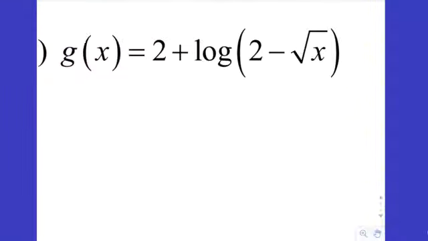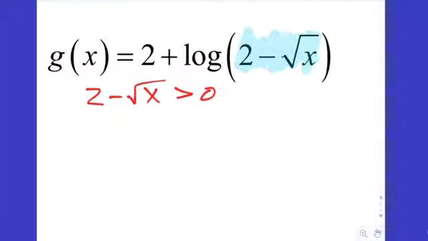All right, this one here. g of x is 2 plus log of 2 minus the square root of x. Cool. Finding the domain. There's the argument. We say that it's strictly greater than 0. Can we solve this one algebraically? Is this linear? If it's x to the 1/2, is it linear? No, linear is always x to the first. That's not a line. That's a radical function. So we have to solve it how?